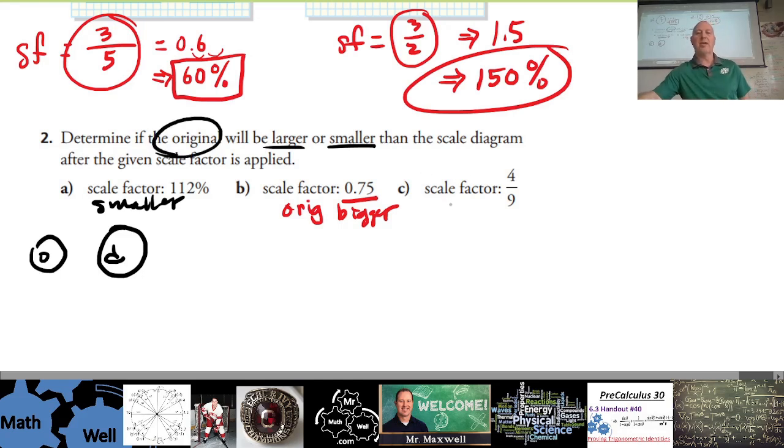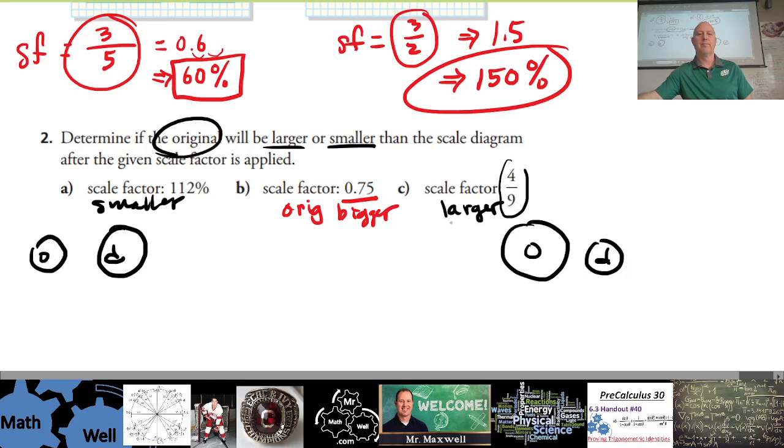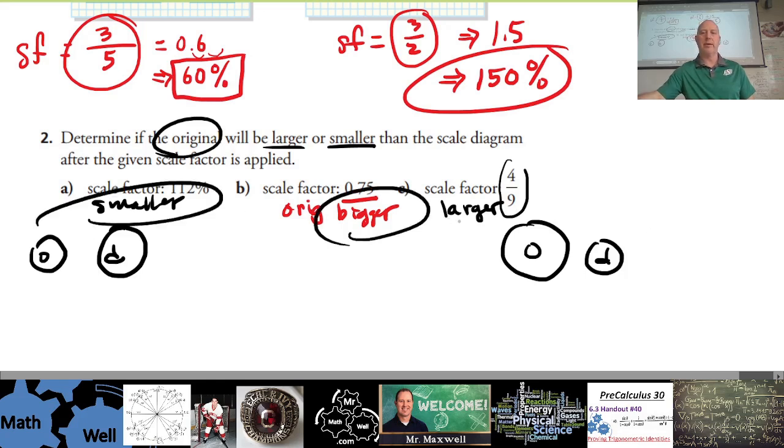So for this one, the scale factor is 4/9. That is a fraction, a number less than 1, right? So the diagram is going to be smaller than the original. That is, the original is larger. So smaller or larger? So they're asking about going back to the original.